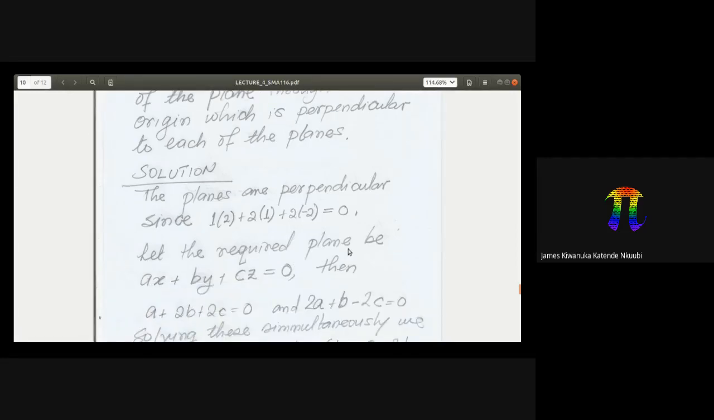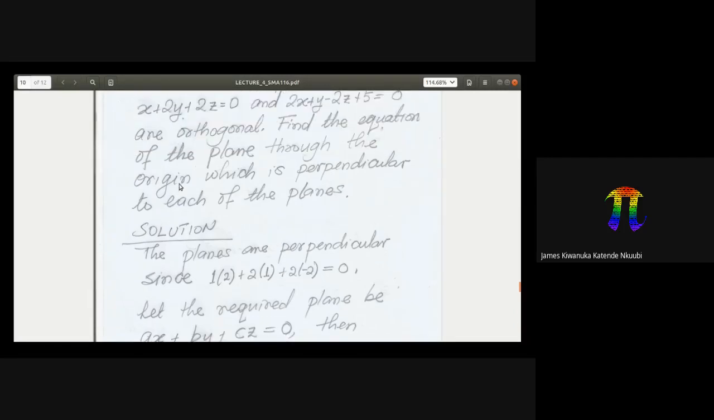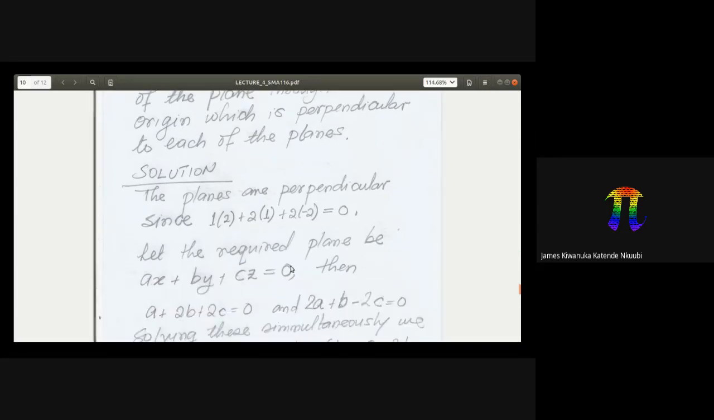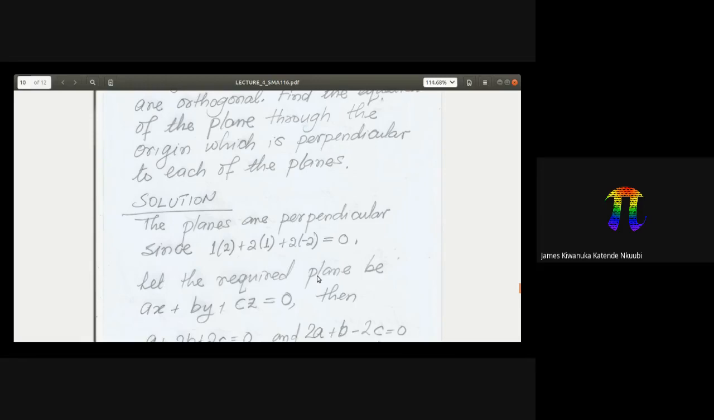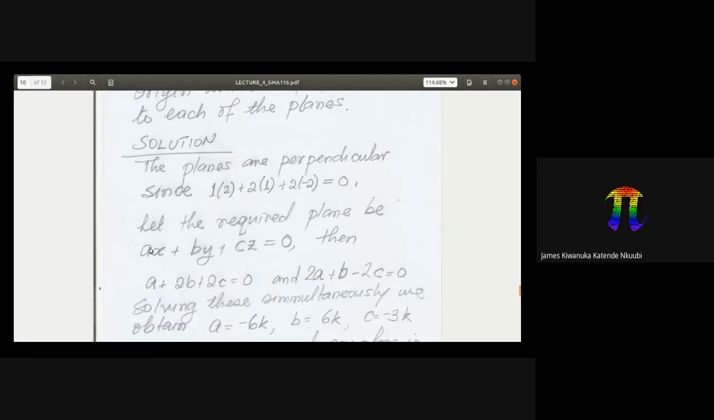So let the required plane be Ax plus By plus Cz. We don't know the plane, but we know it passes through the origin. So this constant is 0, and it will take this form: Ax plus By plus Cz is equal to 0. Now we want it to be normal to both planes. That means the dot product of the normal of this plane with the normal of each of the two planes should be 0. So we end up with two dot products equal to 0. This is the condition we want to be satisfied.